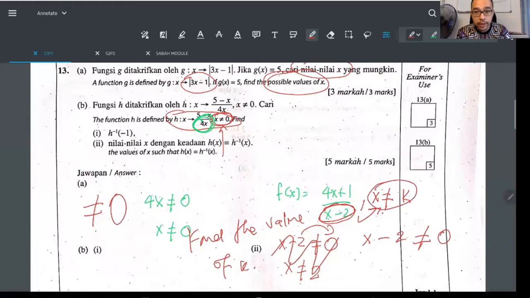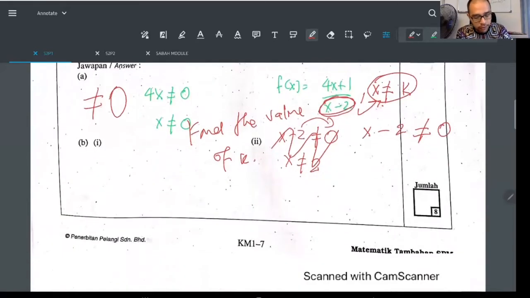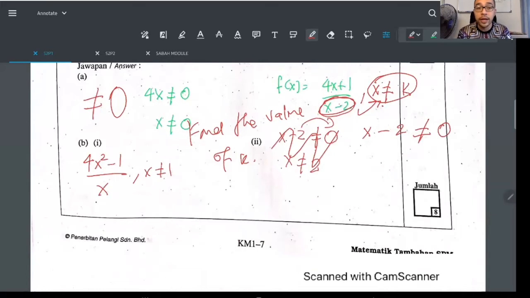Because sometimes, functions, for example, another function, 4x squared minus 1 over x. And then x cannot be equal to, let's say, h. So find the value of h. And this is very simple, because you know that the entire bottom cannot be equal to 0. So that means h must be 0. We always do that.